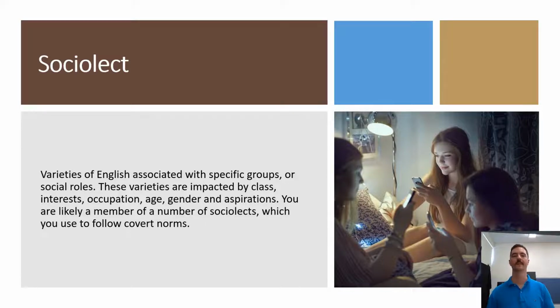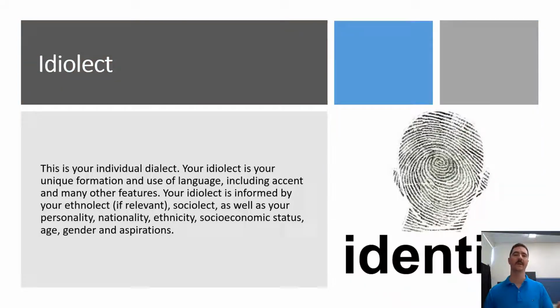All right, sociolect is basically the dialect within your social group. So different rules, gender, aspirations, occupation, interests will inform your sociolect. And your idiolect is basically what you speak, and it's informed by everything that makes up you, including your ethnolect, your sociolect, and all of the things that make up your identity, your nationality, your family background, your upbringing, your class, socioeconomic status. Every part of you informs your idiolect. So everyone has an idiolect, and it is informed by who they are.